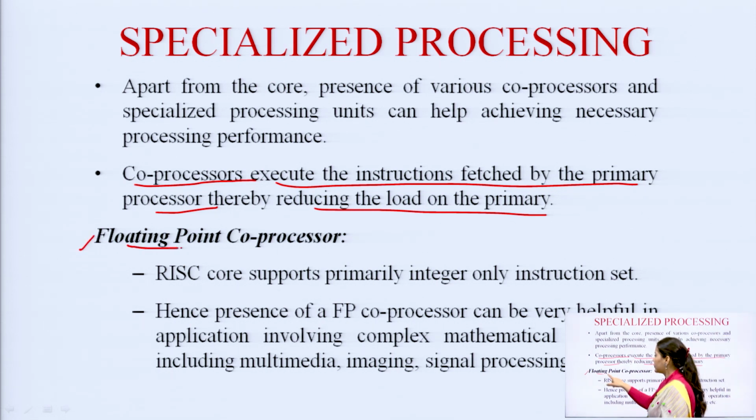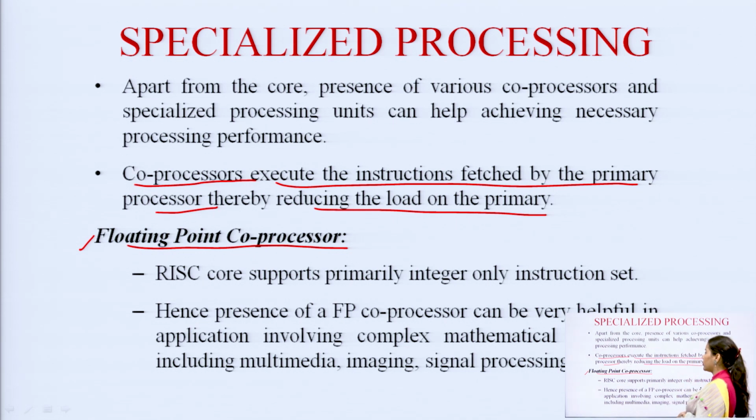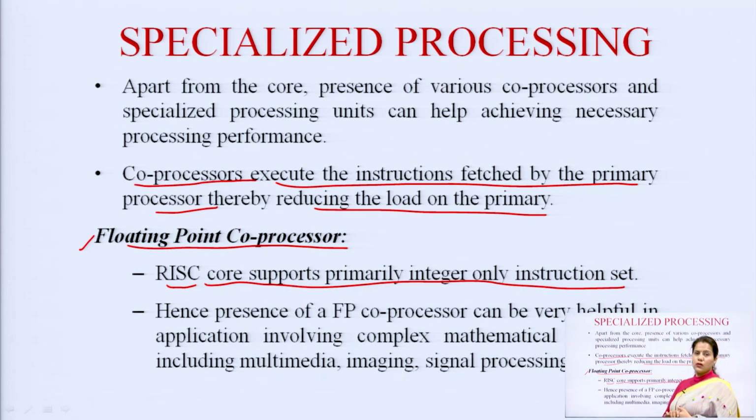First in this category is floating point coprocessors. What is this? We know that there are two types of architectures, one is the RISC processor and the other is the CISC processor. When we talk about the RISC processor, that is a reduced instruction set computer system, the core of the RISC processor supports primarily an integer only instruction set. So, RISC processors are capable of handling only integer type instructions, but not floating point processes. Hence, the presence of the floating point coprocessor can be useful in this case.